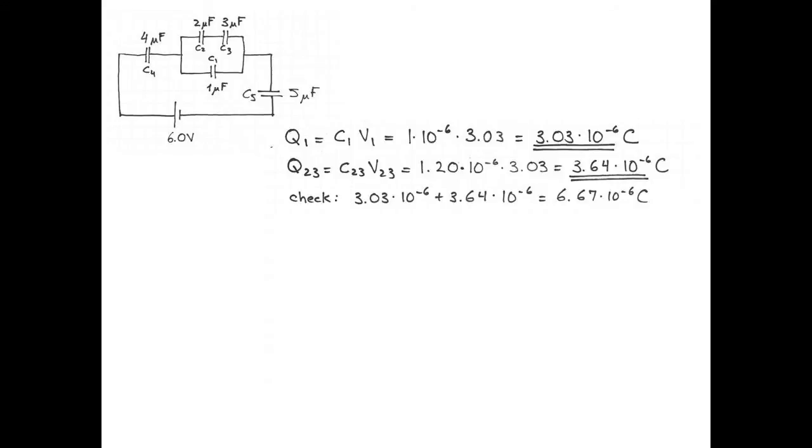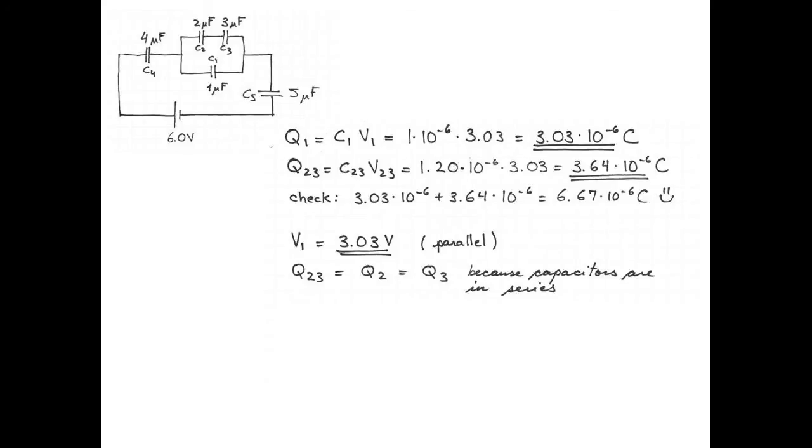Here's another opportunity to check our work. If I add up the two charges that I found, I get 6.67 microcoulombs, which is equal to the charge on capacitor C4 and is equal to the charge on capacitor C5. Awesome! Potential difference across capacitor 1 will just be 3.03 volts. The charge on capacitor 2 is equal to the charge on capacitor 3 because capacitors 2 and 3 are in series.